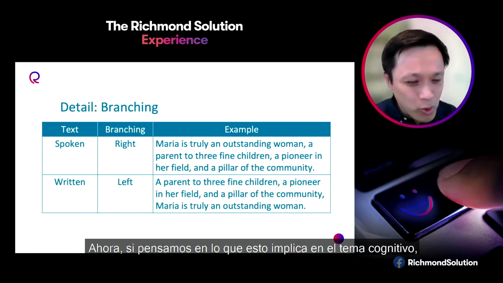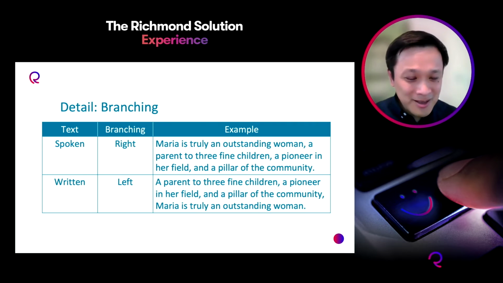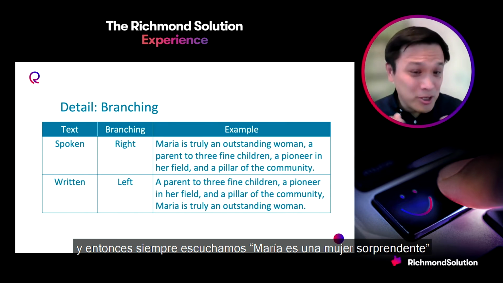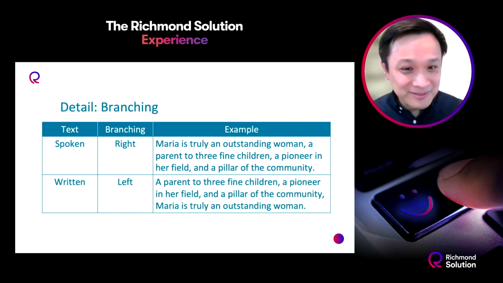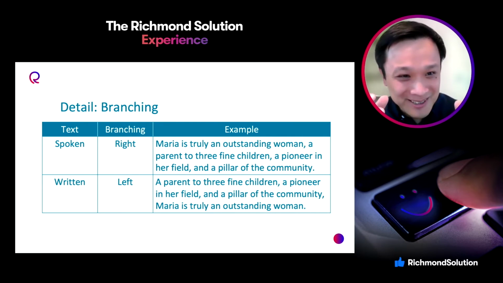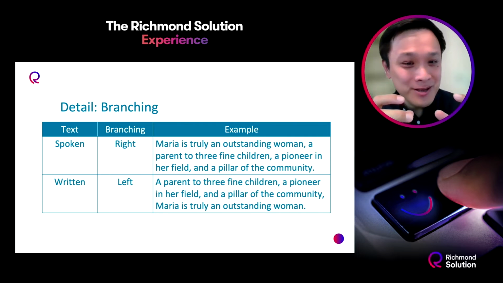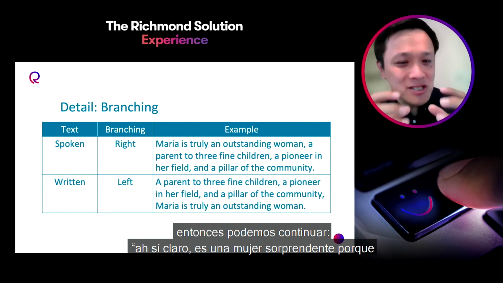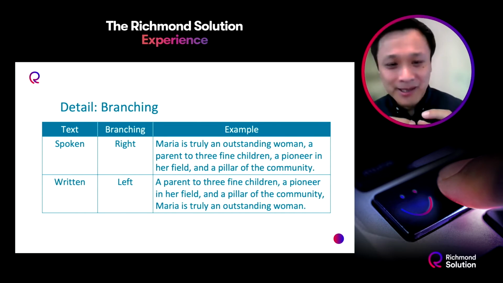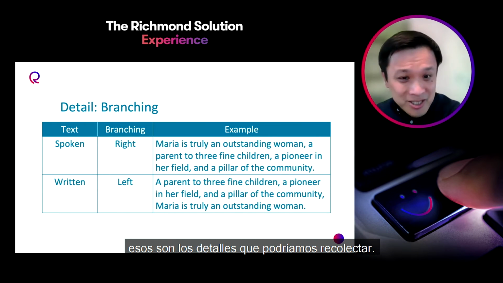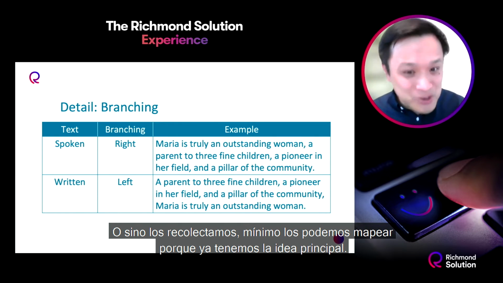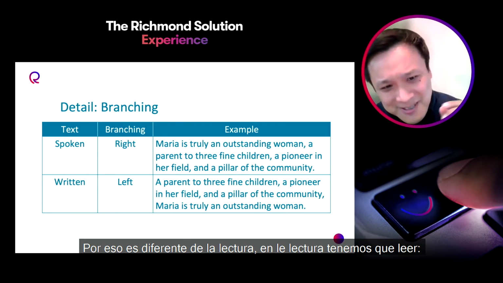Now think about what this implies cognitively. In listening, you're dealing with a spoken text, and you hear first, Maria is truly an outstanding woman. What did you hear first? It's actually the main idea. It's the global information. And if you have that to hang on to, then you can move on to think, oh yeah, she is an outstanding woman because her children are great. She's a pioneer in her field, and she's a pillar of the community. Those are the details that you can pick up. Or if you don't pick them up, it doesn't, in a sense, matter because you still got the main idea already. But that's kind of different from reading.